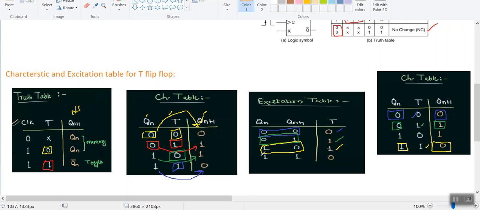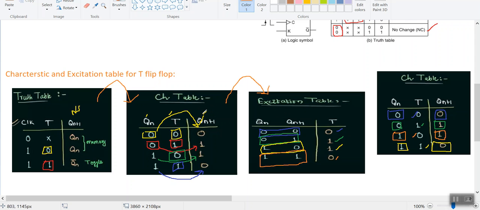Okay, in the last condition, when T is equal to 1 and Qn plus 1 is equal to 1, here Qn is equal to 1 and Qn plus 1 is also equal to 1. Therefore, my output is 0. Therefore, I kept here a 0. So this is the characteristic and excitation table which are derived from the truth table of the T flip-flop. You need to keep it in your mind: the characteristic table is derived from the truth table and the excitation table is derived from the characteristic table, and we need to have the characteristic equation and excitation equation.